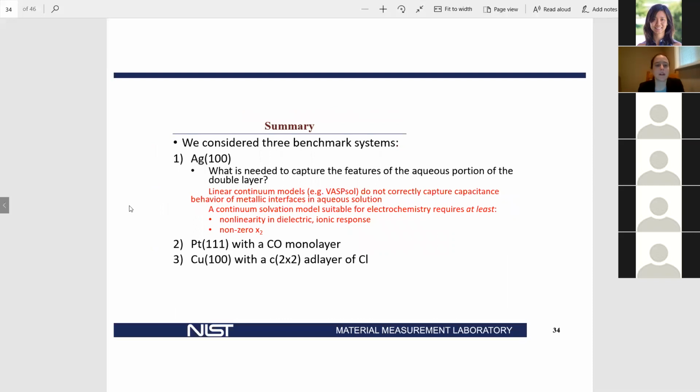So in summary, we considered 3 benchmark systems. We first considered the silver 100 and asked what is needed to capture the features of the aqueous portion of the double layer. And we found that the linear continuum models such as VASPsol and those in Quantum Espresso do not correctly capture the capacitance behavior of this metallic interface in aqueous solution. And further, a continuum model suitable for electrochemistry, if you need to accurately describe the capacitance of the double layer, requires at least nonlinearity in the dielectric and ionic responses and a non-zero X2.